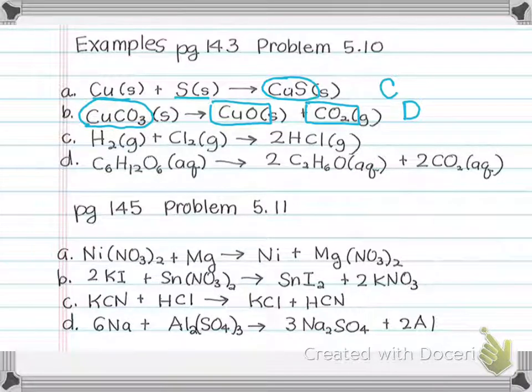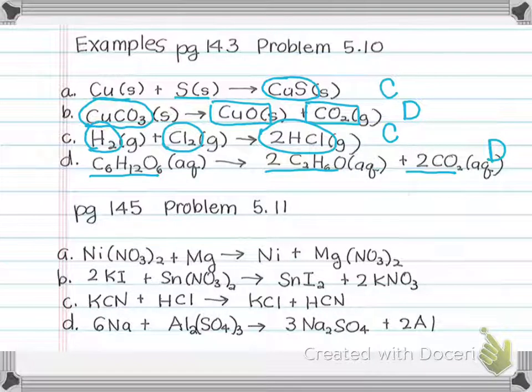Letter C, here's 1 separated from 2, and they combine to make one thing. So they're separate, and they combine, and this is combination. And then letter D, there's one thing on this side, and then it breaks down into 2 things, so that's decomposition. So this first problem gives you some examples of what combination and decomposition look like. Combination is combining, decomposition is decomposing or breaking down.